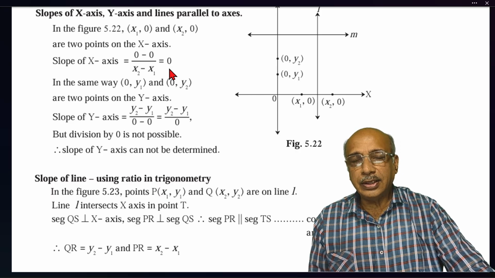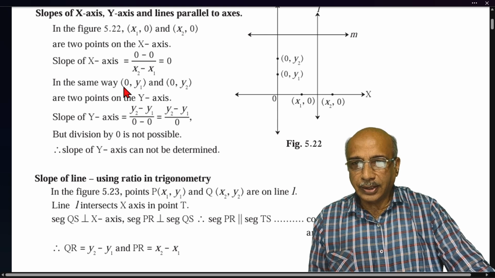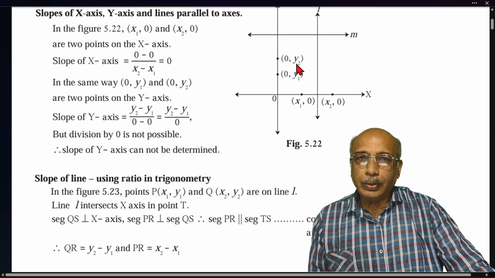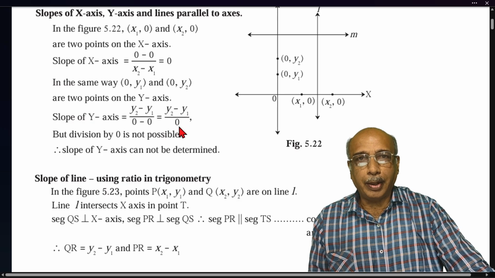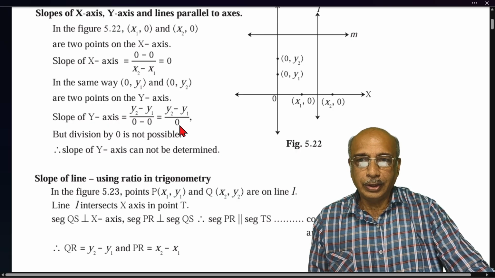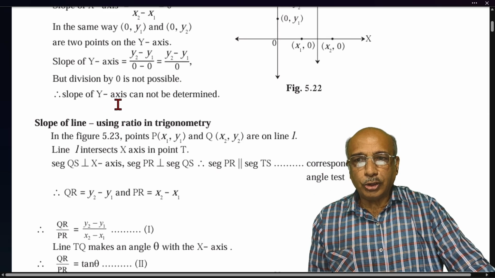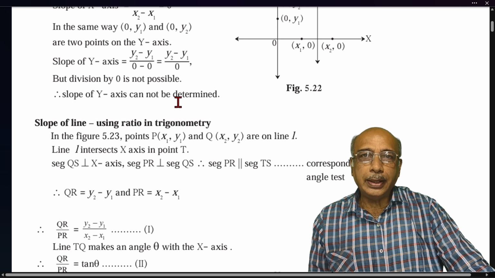x-axis is 0. In the same way, for the y-axis, the x coordinate is 0 and the y coordinates are y2 and y1. So here the slope of y-axis equals y2 minus y1 upon 0 minus 0. Any number divided by 0, you know, is known as infinity or undefined. So here it is not possible. Therefore, slope of y-axis cannot be determined.